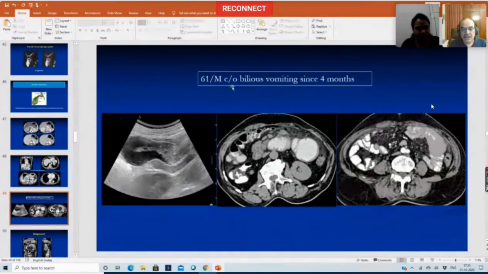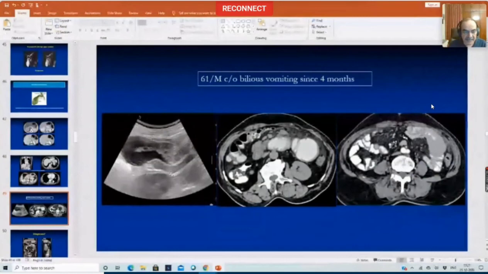Okay. So this was a 61-year-old male patient who presented with bilious vomiting for the last 4 months. We did an ultrasound and we saw a mass in the left side of the abdomen. This showed an atypical kind of a target appearance. You could see a central echogenic part, hypoechoic wall, which was very markedly hypoechoic and grossly thickened wall. This was arising from the jejunum.